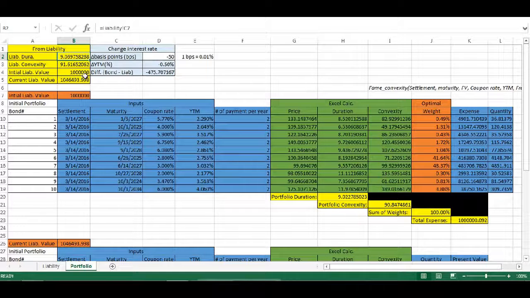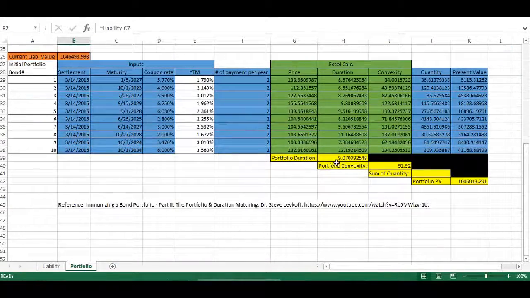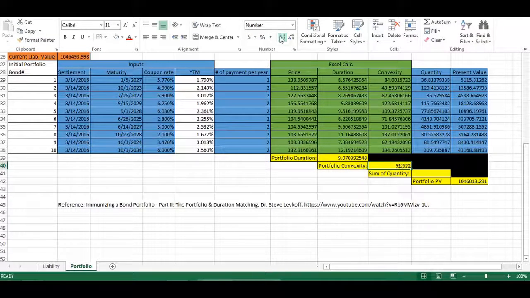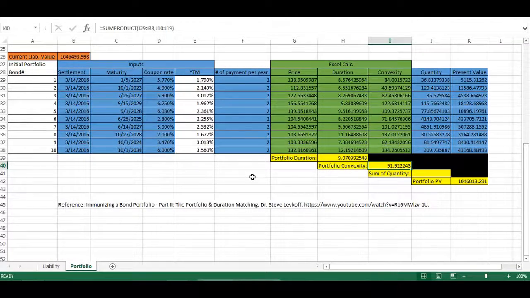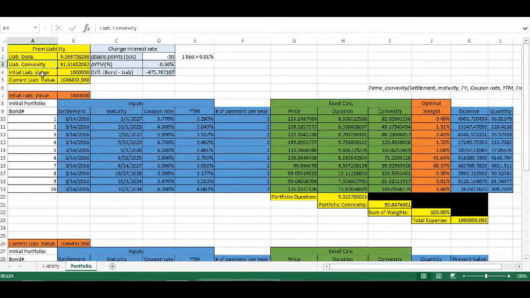You can observe here the liability duration now is 9.69, but our portfolio duration is 9.07, and the convexity of portfolio is 91.922, and our liability convexity is 91.62. So whenever the interest rate changes, the portfolio has a mismatch in value, mismatch in duration, and mismatch in convexity. We do not have a perfect hedge anymore.